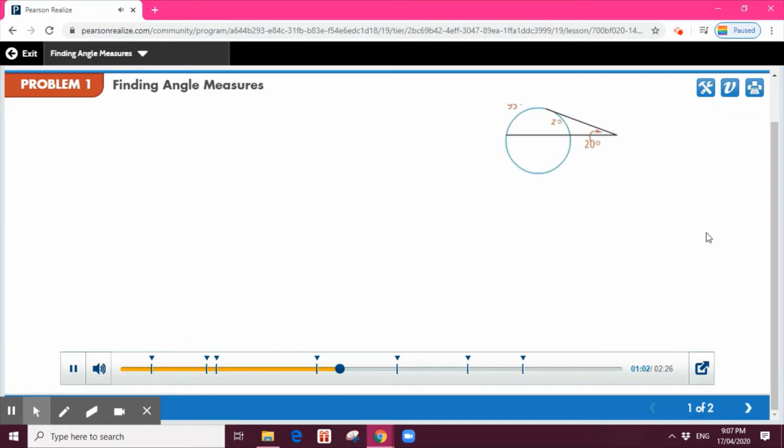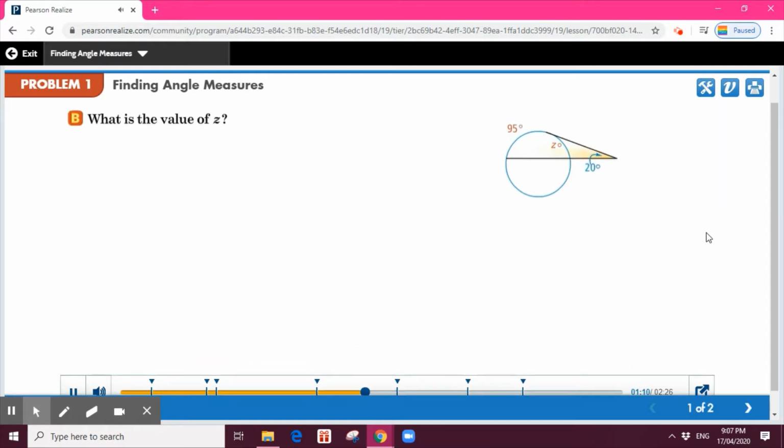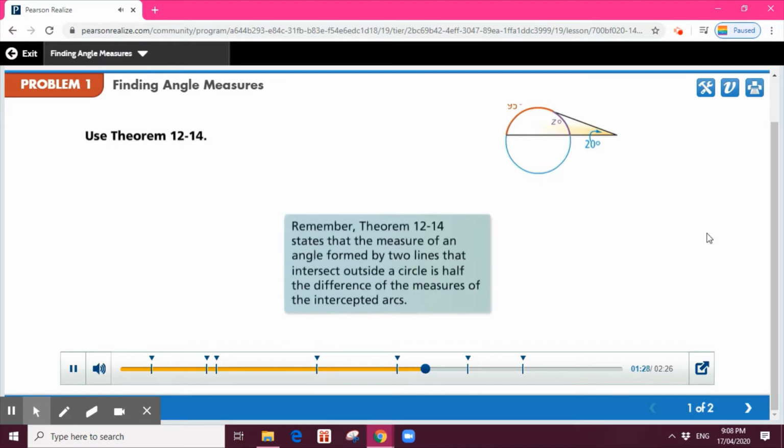Part B. What is the value of z? A secant and a tangent intersect outside the circle to form a 20-degree angle. And the degree measures of the intercepted arcs are 95 and z. Use theorem 1214. Remember, theorem 1214 states that the measure of an angle formed by two lines that intersect outside a circle is half the difference of the measures of the intercepted arcs.